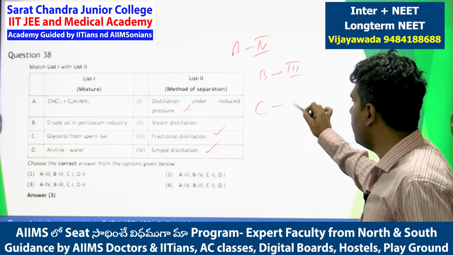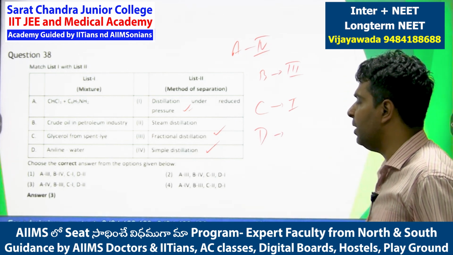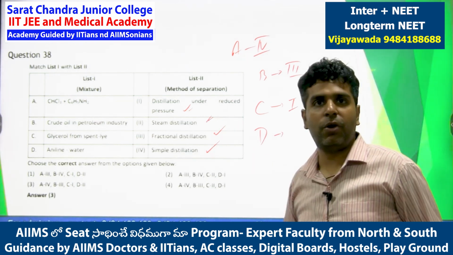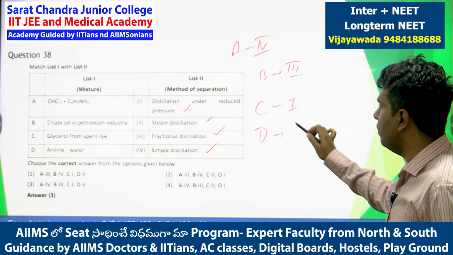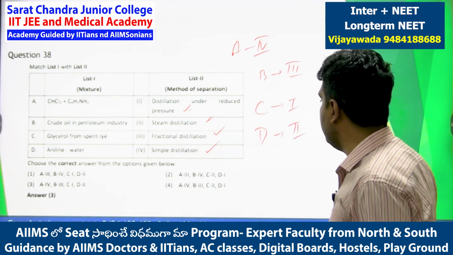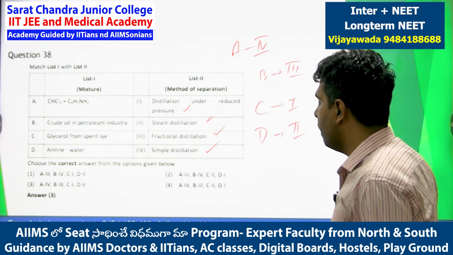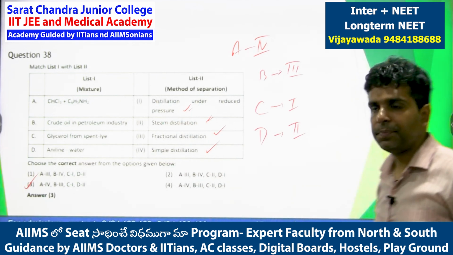So C will correspond to 1, and D, that is aniline water. Aniline water can be separated by steam distillation because of the difference in their boiling points. Steam distillation is used for aniline water. So A4, B3, C1 and D2, that is the third option, is the answer.